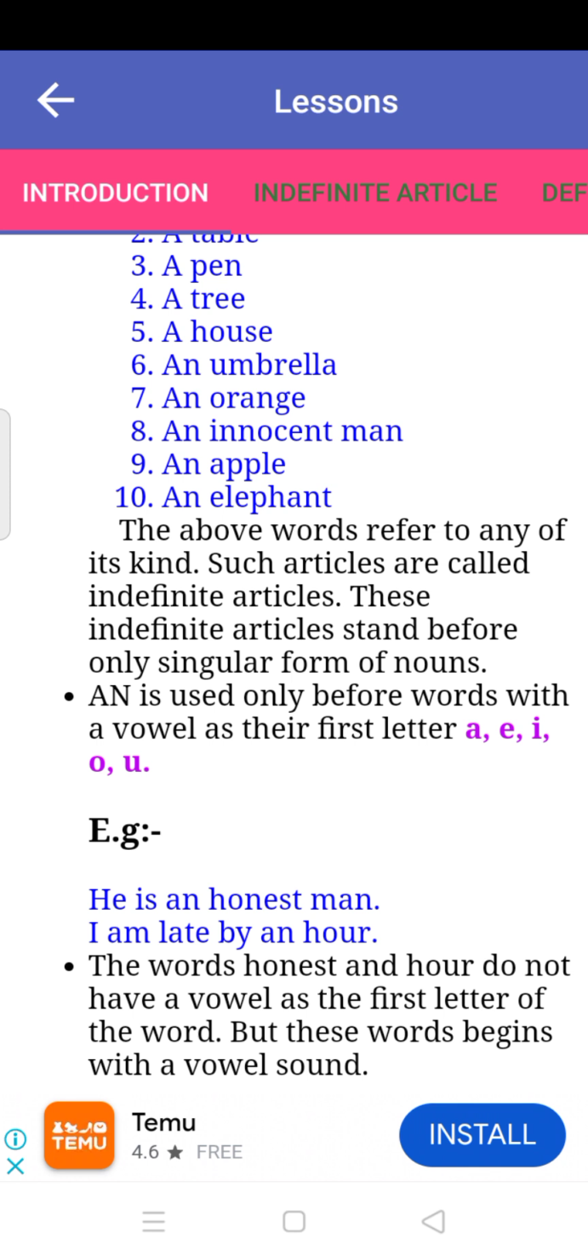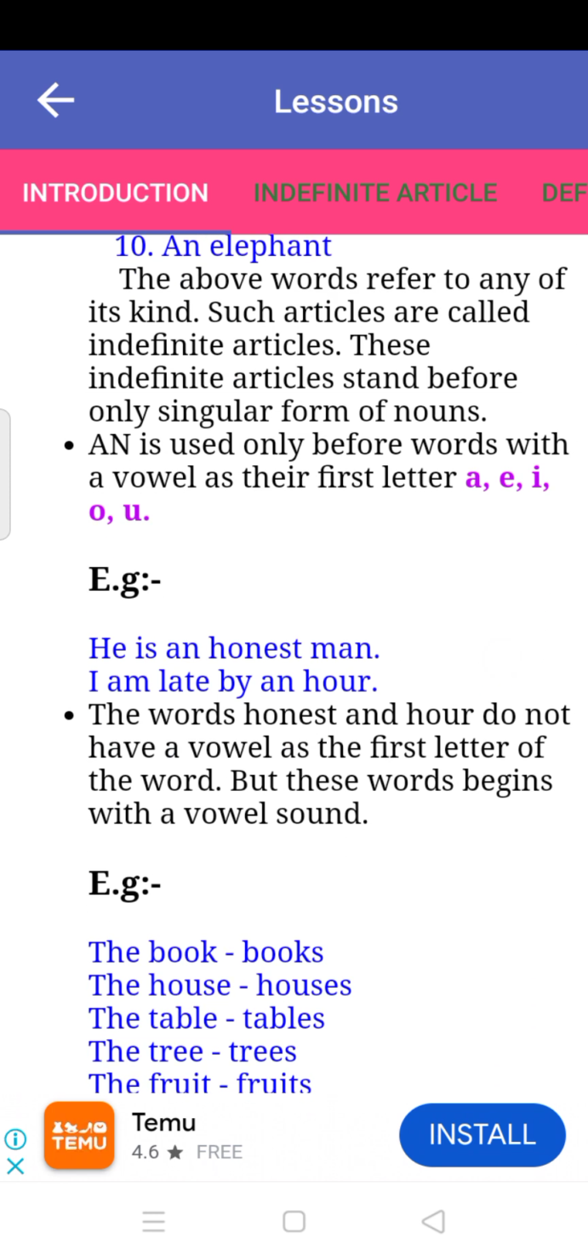An is used only before words with a vowel as their first letter: a, e, i, o, u. Here are some examples. He is an honest man. I am late by an hour. Here we add an before honest because honest starts with a vowel sound. So here is a definition: the words honest and hour do not have a vowel as the first letter, but these words begin with a vowel sound.